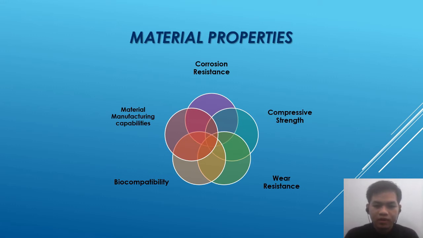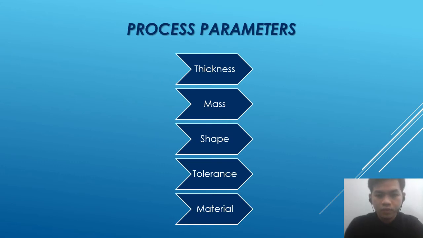The material selected for the product must be capable of being machined. This is because a machinable material could reduce the manufacturing time and manufacturing cost. There are 5 major points in this process parameter. The first one is the thickness, mass, shape, tolerance, and material.